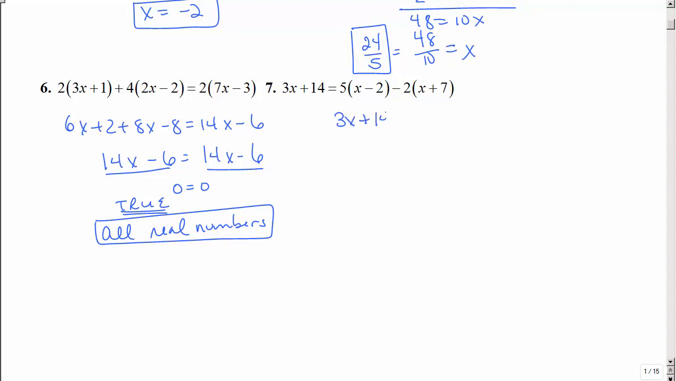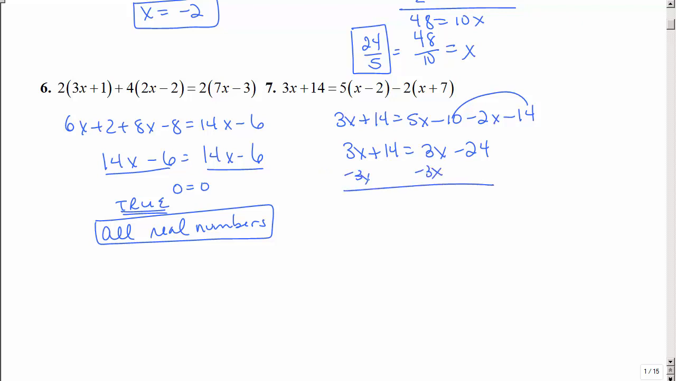So I have 3x plus 14 equals 5x minus 10 minus 2x minus 14. Collecting like terms, let's see, that's minus 24. So that's not the same. But if I subtract 3x, what happens? I don't have an x anymore. How could I solve for x if I don't have it anymore? Well, do I have a true statement or do I have a false statement? I have a false statement. So the answer is no solution. We could use that symbol, or we could write out the words no solution.